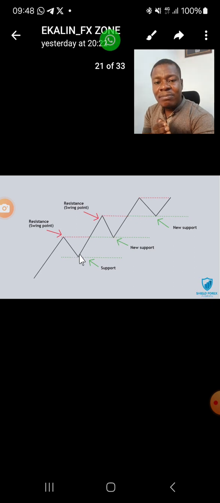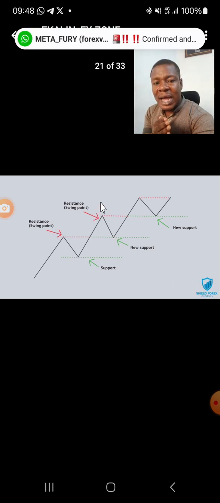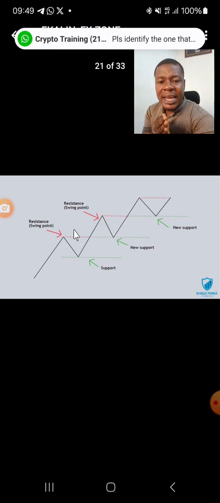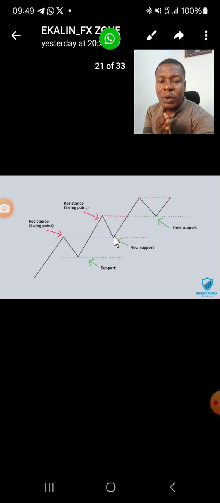So when price breaks through the resistance and goes higher, you wait for price to retrace back to that line as a support, and this will be the right time for you to enter the market. So you enter the market here, and you wait for another impulsive move.